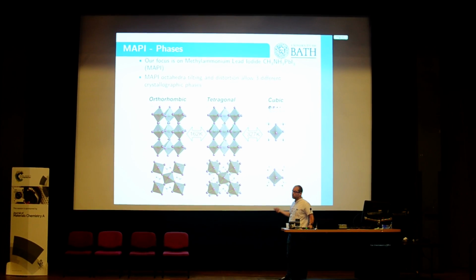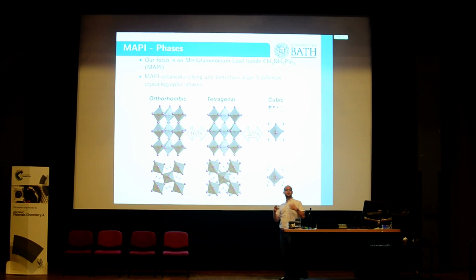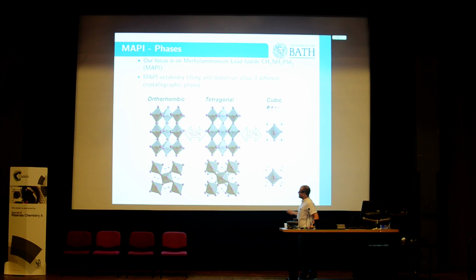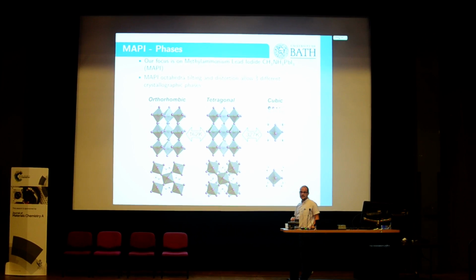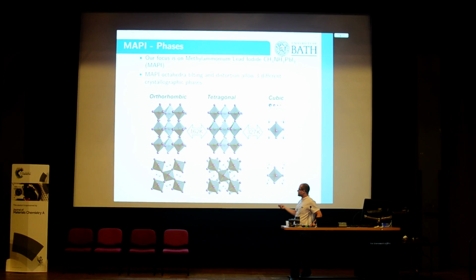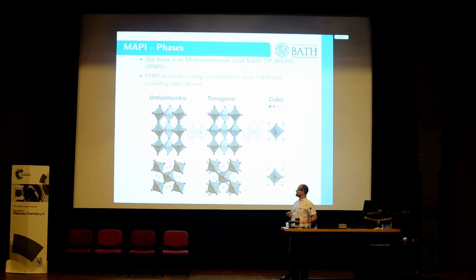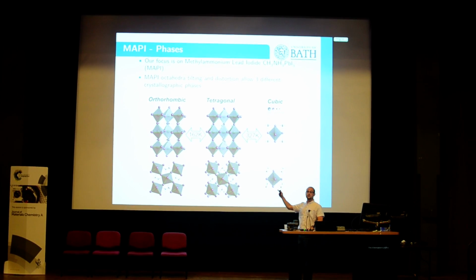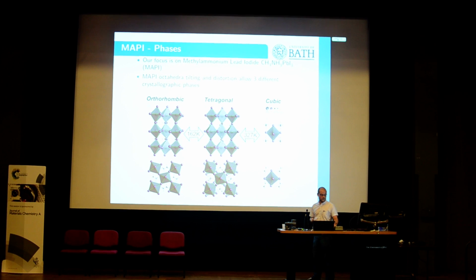In this phase, the molecules are still able to move, but they have some preferential direction where they want to orientate themselves. If we further cool down the system, we go through another transition which leads us to the orthorhombic phase. We have another tilting of the octahedra, a small distortion, but now the molecule is frozen. This different behavior of the molecule in different phases is quite important for reasons that we'll see later.